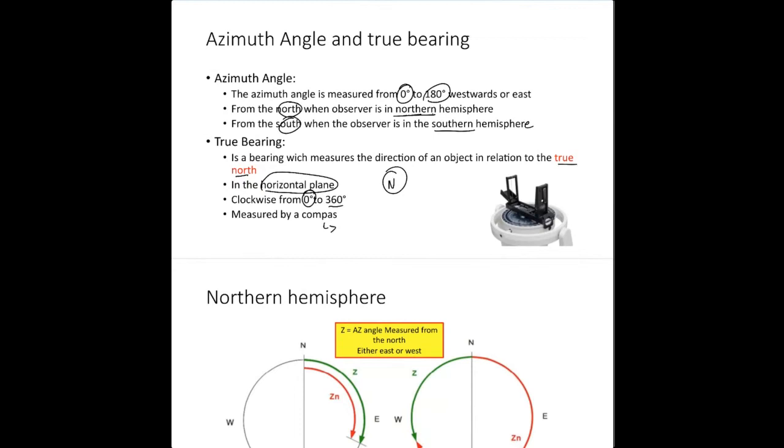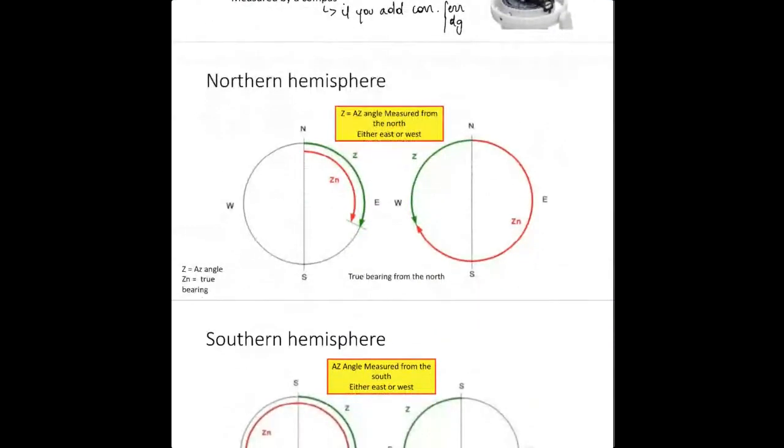I should not forget to add, if you add corrections, and these are either the compass error or the gyro error. Okay, voila. So in the northern hemisphere, the true bearing is always measured from the north. So this is the true bearing here, and this is the true bearing there.